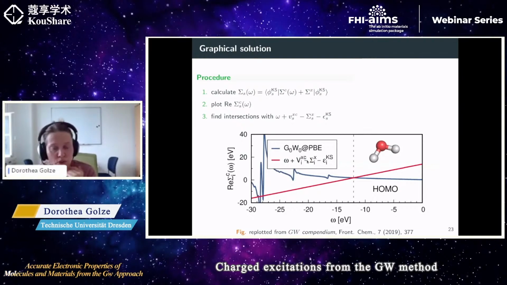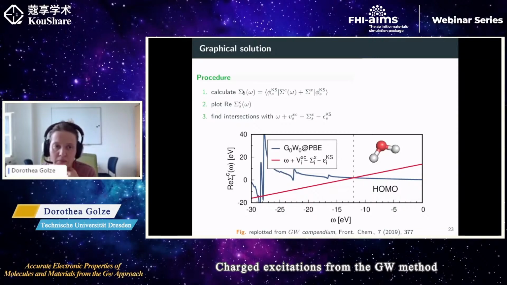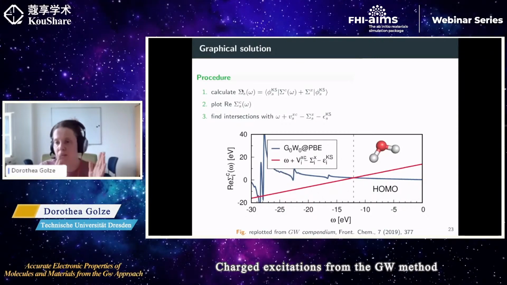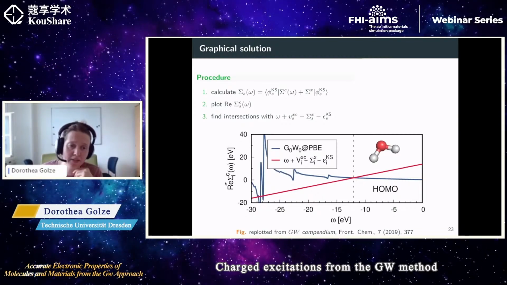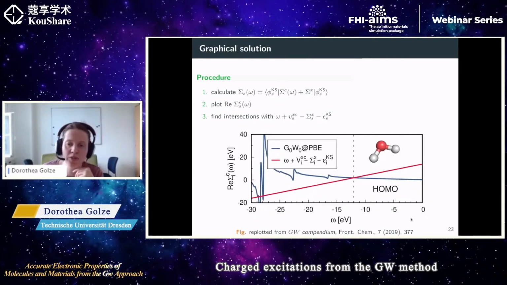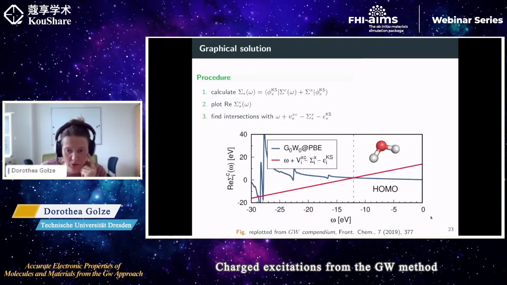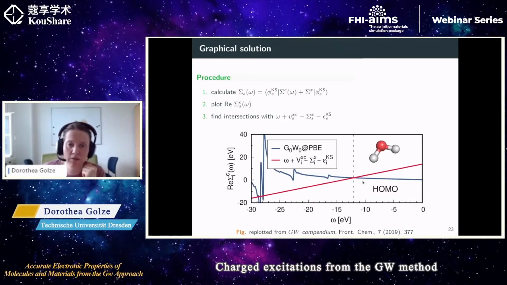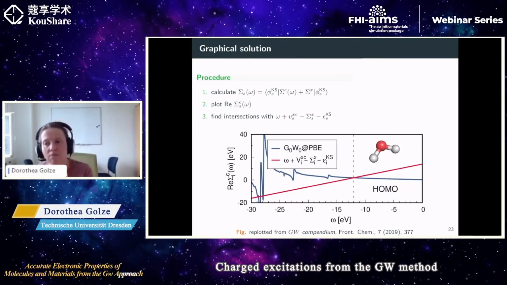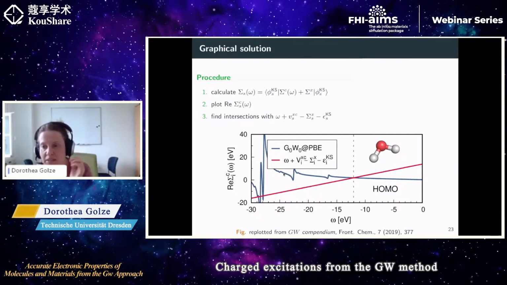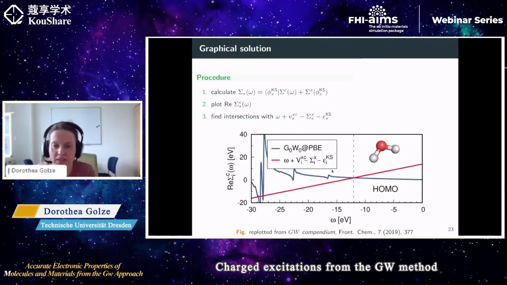For the graphical solution, what's the procedure? You calculate the self-energy matrix element for a certain state S on a fine frequency grid. You typically plot the real part of the self-energy. This is shown here for the HOMO of a water molecule, plotted in the range from -30 to 0 eV. You see we have a quantity with a lot of structure. These are actually poles, where you basically divide by 0 in sigma, so it's a singularity. I just broadened it so that you can see something in this plot.